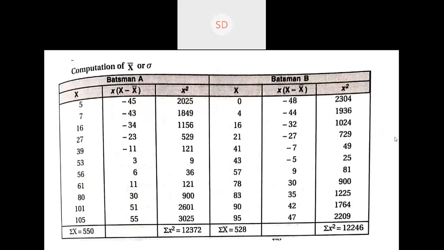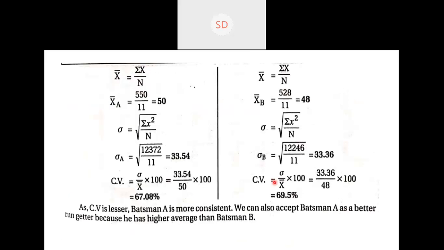Okay, so let us continue. Now after finishing the calculation in the table, let's go on with the formulas. Now the formula to find the standard deviation is square root of sigma x square by n, and the same formula for batsman B also. So here we are calculating for batsman A. Okay, this is for batsman A and this is for batsman B.